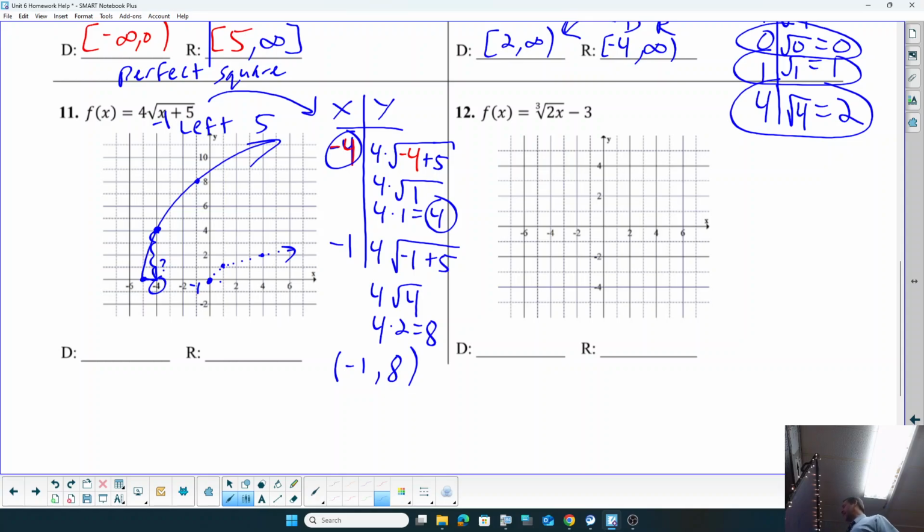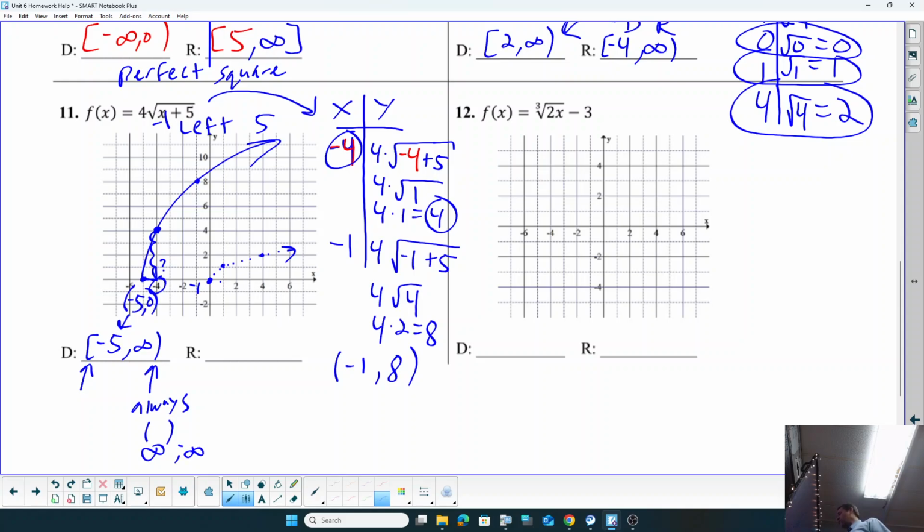Okay, so the domain is the x values. So what is our starting point there? It's -5, 0. And so we're going -5 and to the right forever. So -5 to infinity. Don't forget bracket and parentheses, always parentheses for infinity or negative infinity.